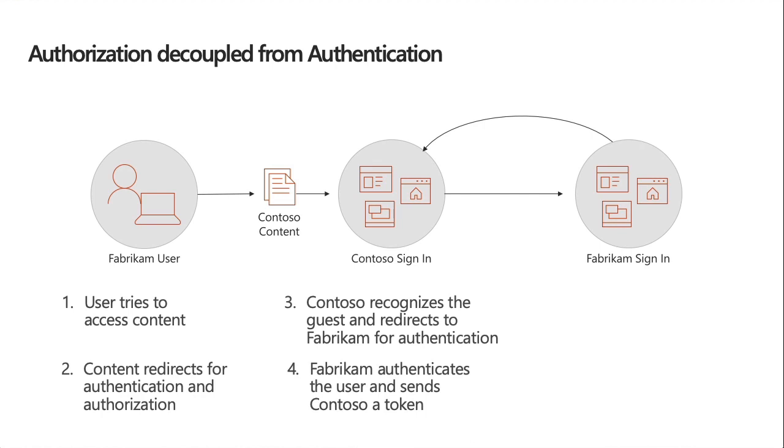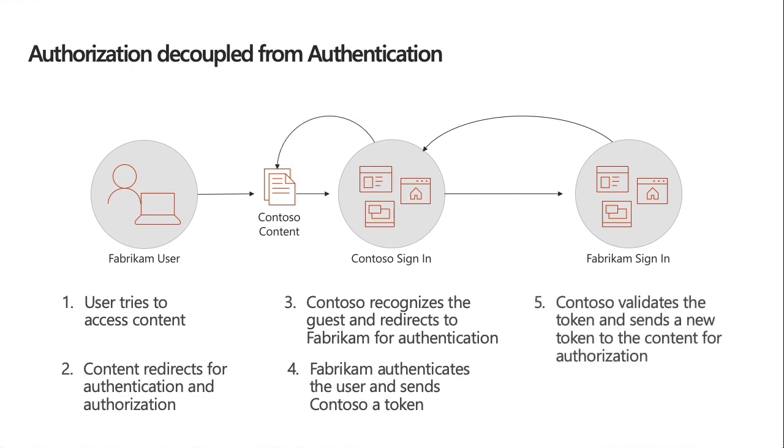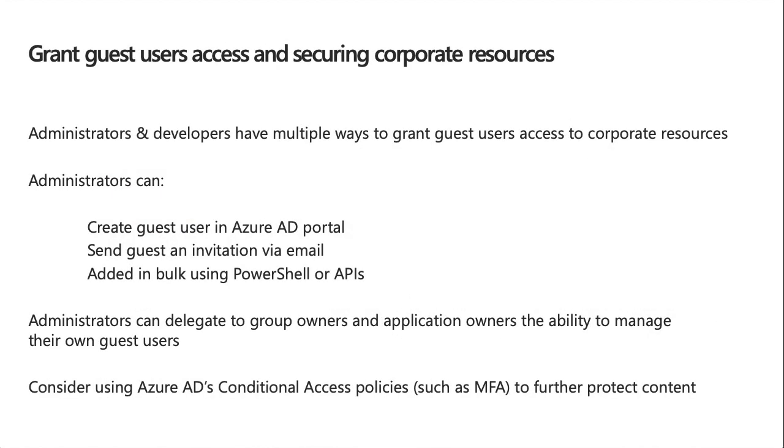After the user signs in with Fabricam, they're redirected back to Contoso's Azure AD that validates the Fabricam generated token and creates a new token for the user to access the content. And because the new token was created by Contoso's Azure AD directory, it can then be used to access the content because it only trusts the Contoso Azure AD directory. Azure AD B2B provides IT administrators and developers multiple ways to grant users from another organization access to your corporate network.